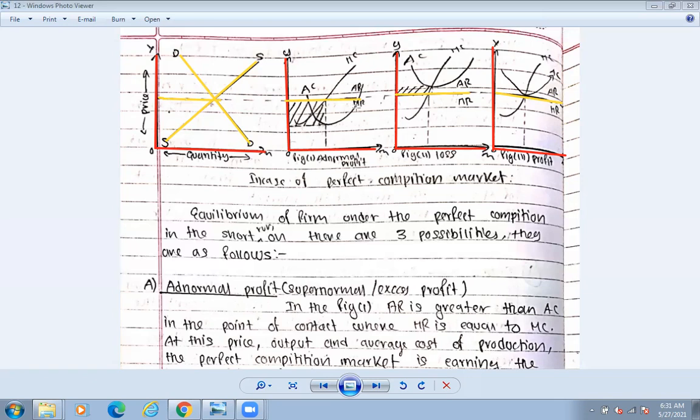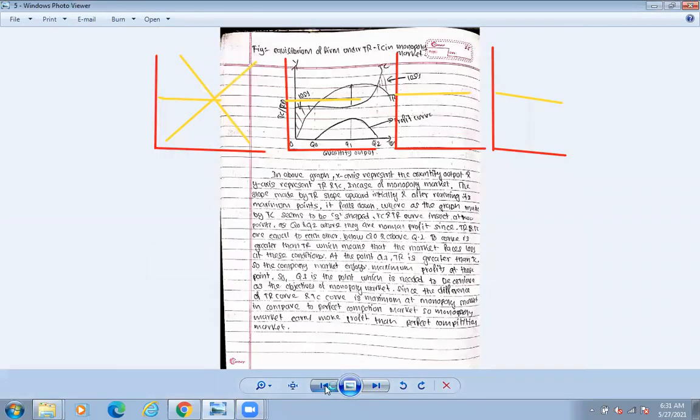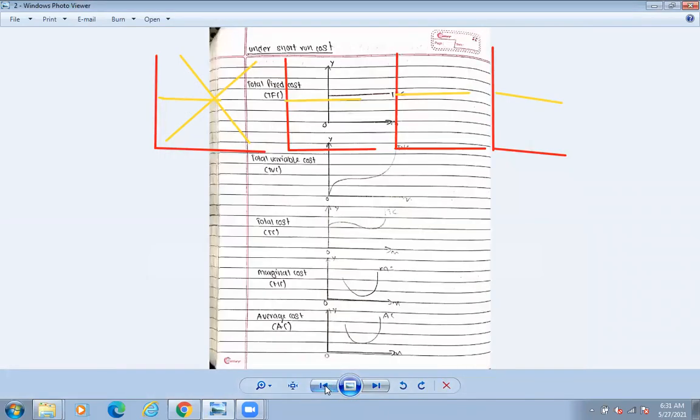This is for AR and MR. The curve formed for AR is the same line, and for MR also it is the same line. If you have studied the figure, look at here.